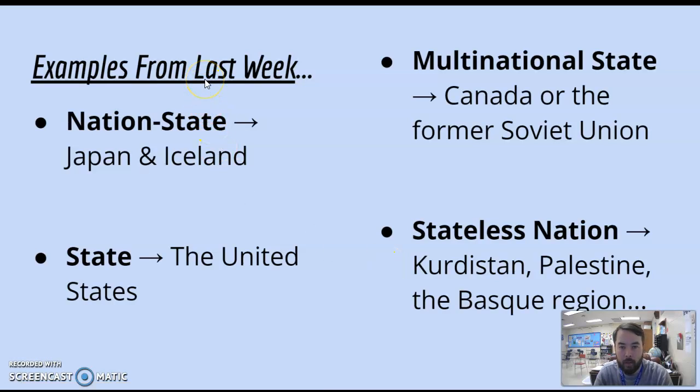Some other things that we talked about last week were how do you define political entities in political geography, and there's states, nation states, autonomous regions, all the different definitions that we did that graphic organizer about. And here are some examples that we talked about from last week. Examples of nation states, Japan and Iceland. Example of a state we talked about was the United States. Multinational states like Canada, the former Soviet Union. And then we talked in depth about Kurdistan with that assignment about Kurdistan. We talked previously in this class about Palestine. It's an example of a stateless nation, as well as the Basque region.